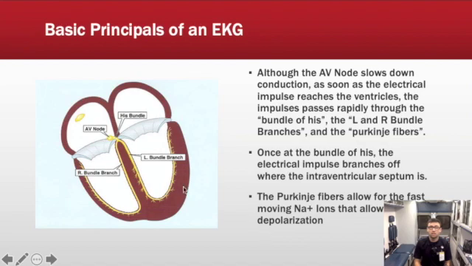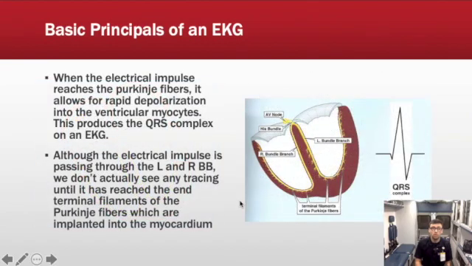So once at the bundle of His, right? We've gone from the SA to the AV, and now we're at the bundle of His. The electrical impulse branches off down the septum. Our septum is what is separating the left and right sides of the heart, right? So you have the septum here, and it's separated. We can't go straight down the center of the septum, so we have to have the left and right bundle branches. When the electrical impulse reaches the Purkinje fibers, it allows for rapid depolarization of the ventricular myocytes, right?